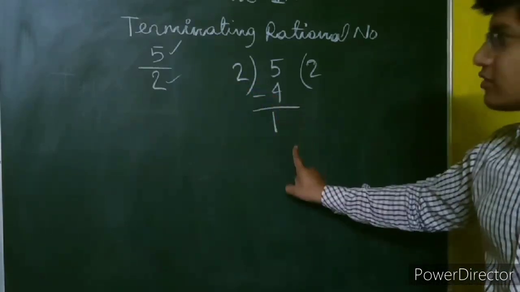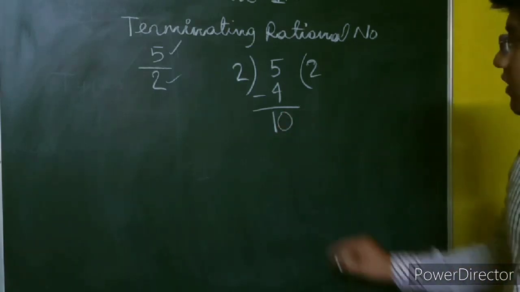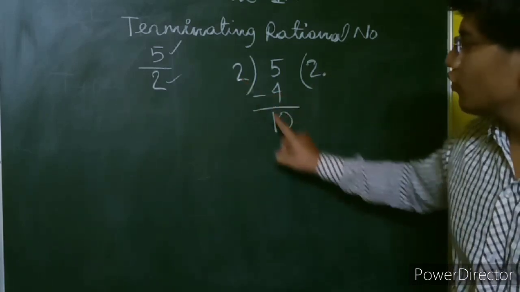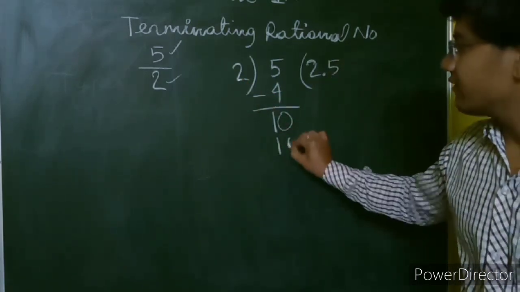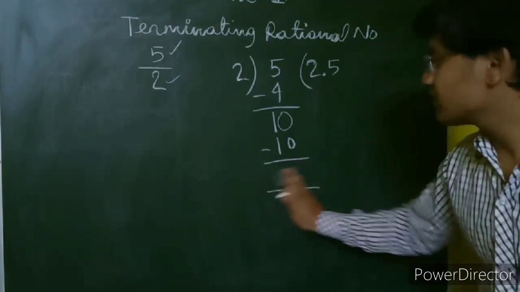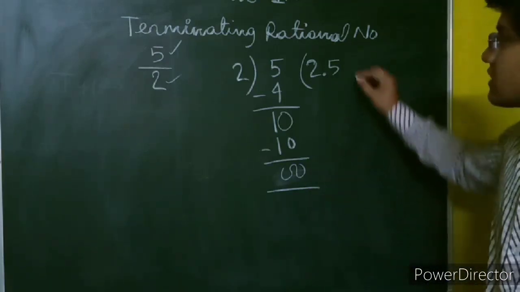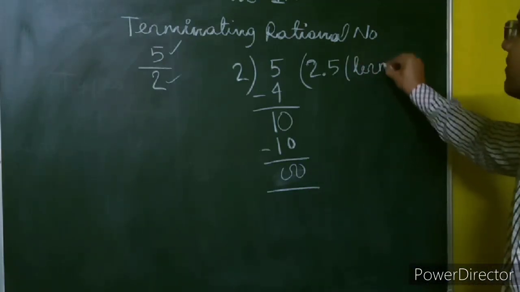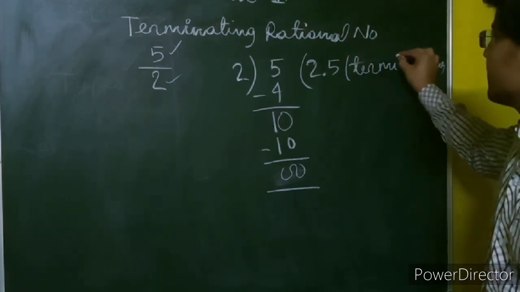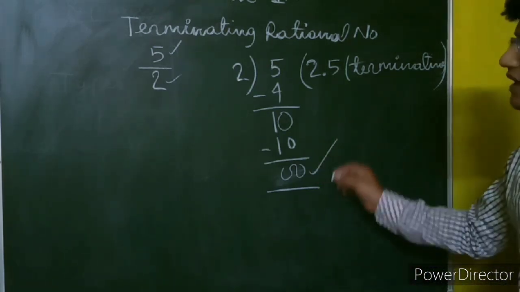Now 1 is not divisible by 2, so we will consider 1 0 here. So here we have to put a decimal point. So 2 5s are 10. Now you are seeing here that the remainder is coming 0. That's why we will say it is a terminating decimal representation. Terminating means the number ends. That's why we are considering it as a terminating decimal.